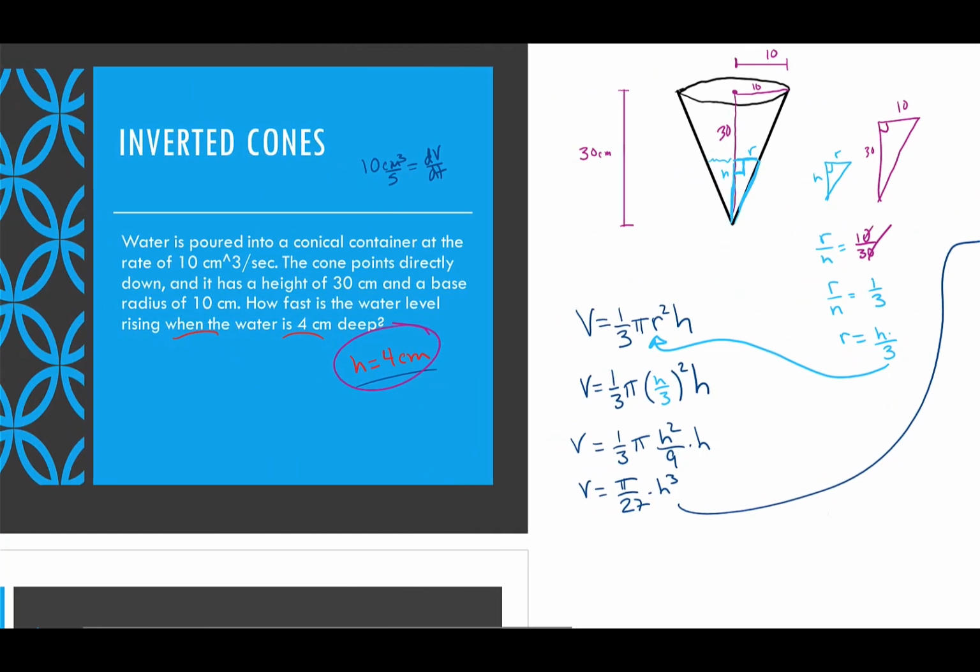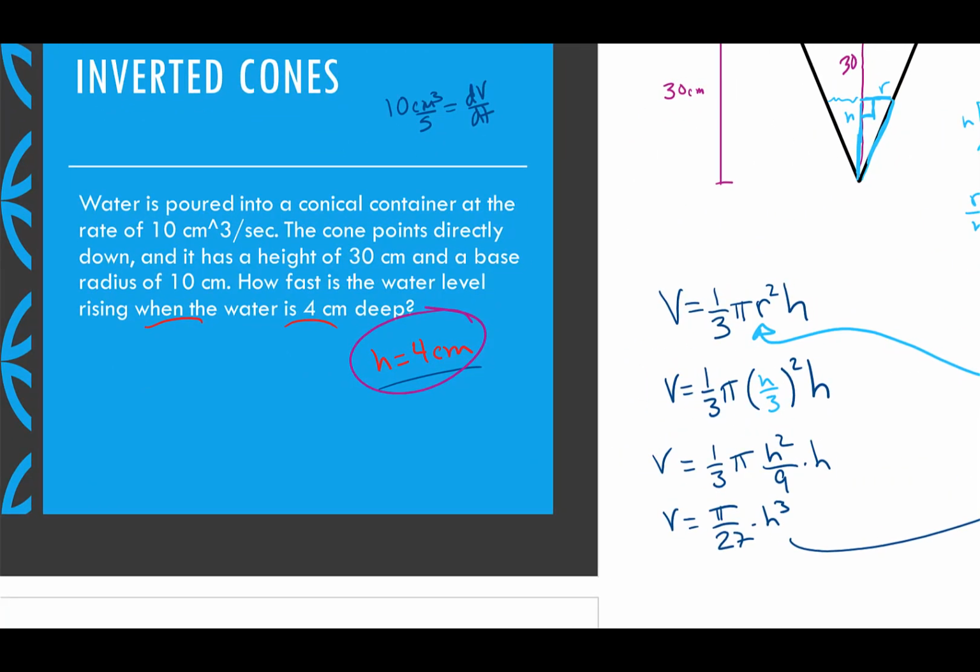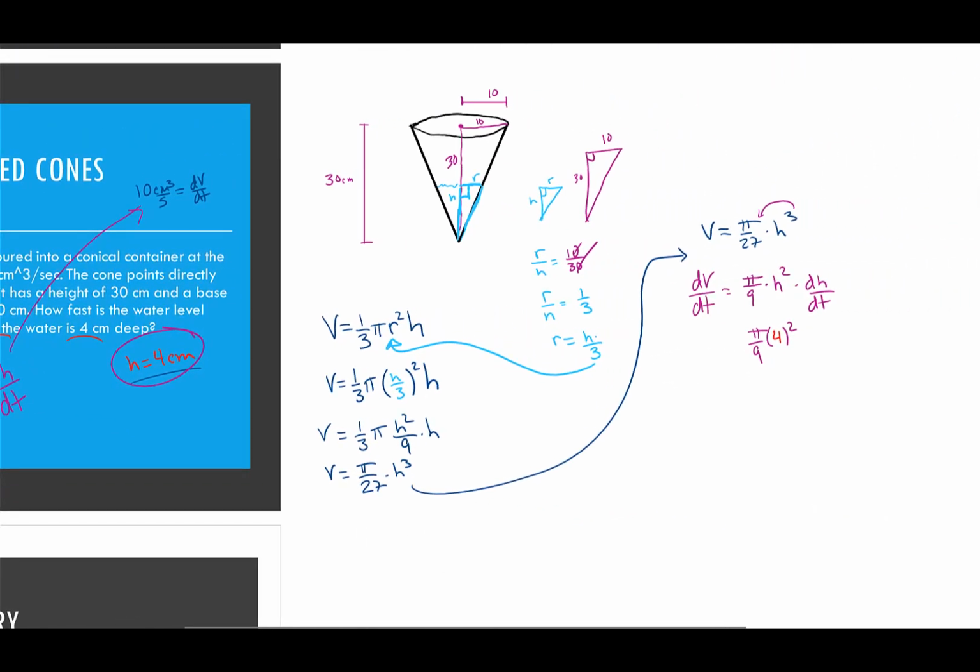Now, what do we have? What are we even solving for? We're solving for how fast the water level is rising. Oh, shoot, we're solving for dH/dt. And we already know dV/dt. Let's plug it in. dV/dt was equal to 10 centimeters cubed per second. And we're looking for dH/dt.